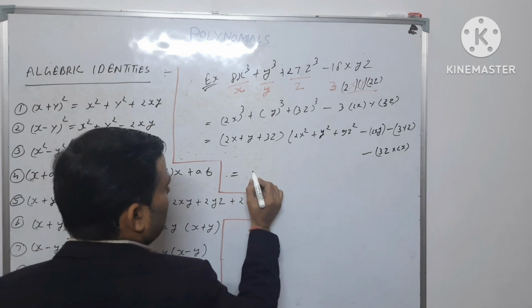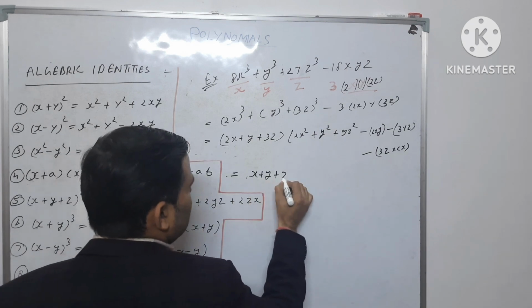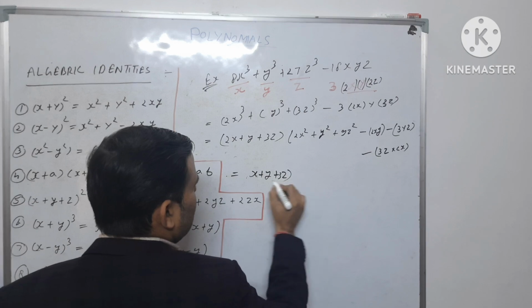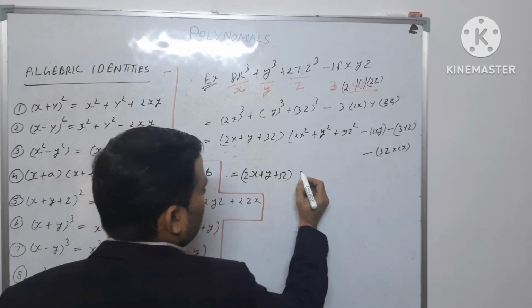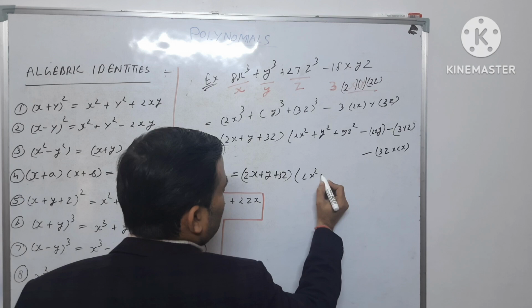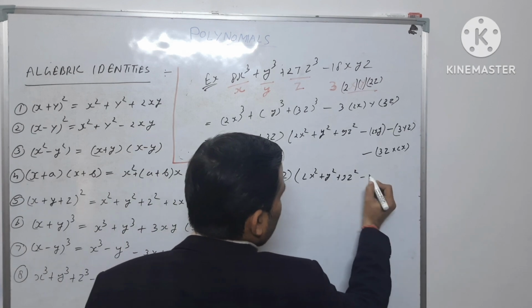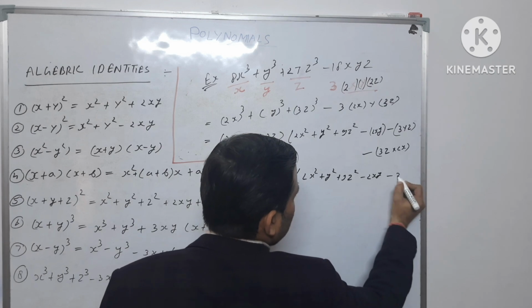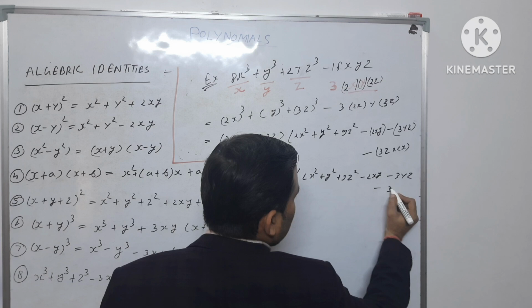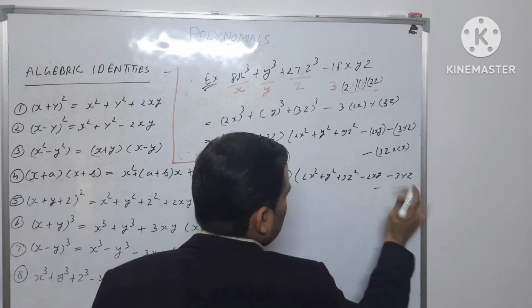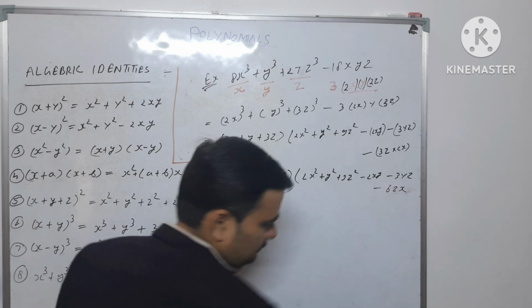So we have (2x + y + 3z)(4x square + y square + 9z square - 2xy - 3yz - 6zx).